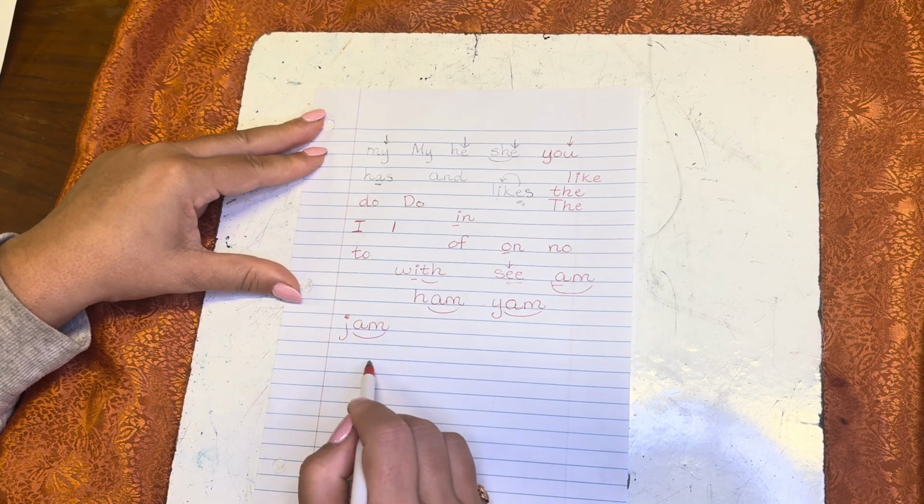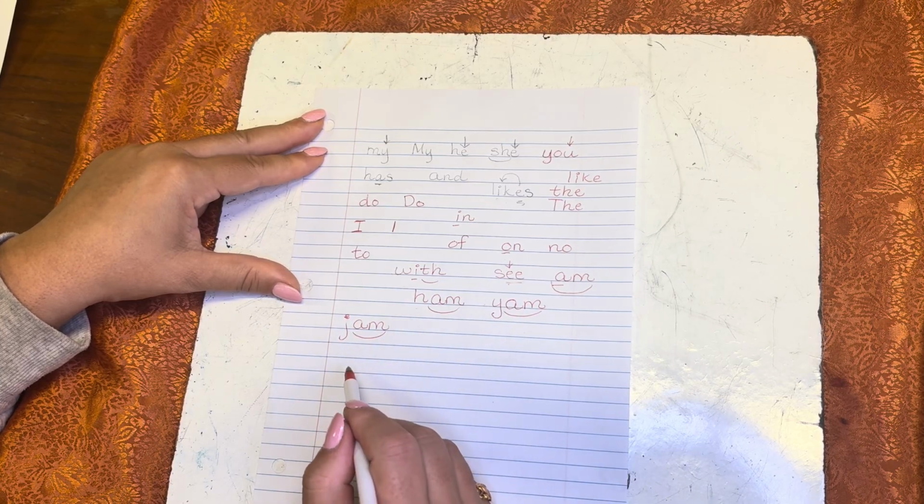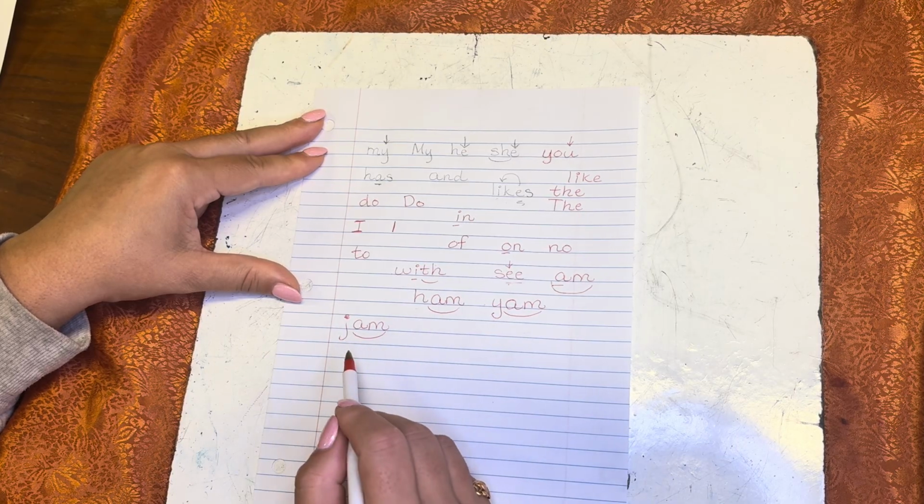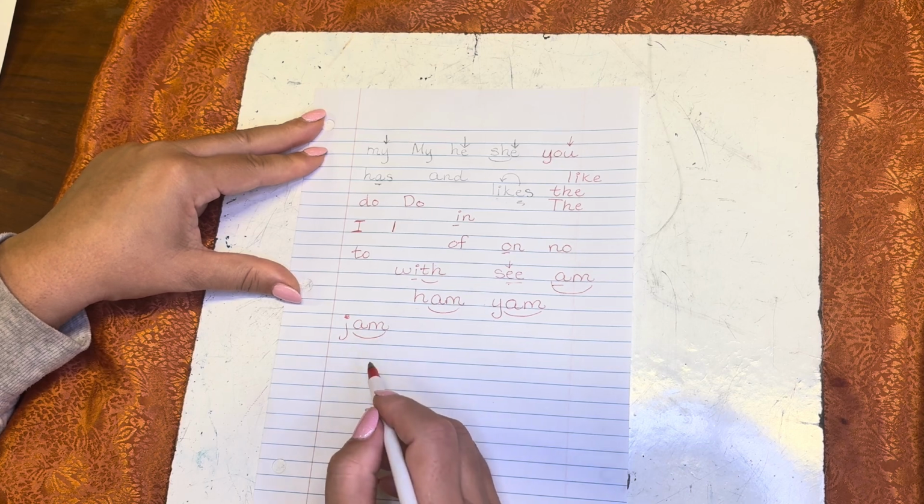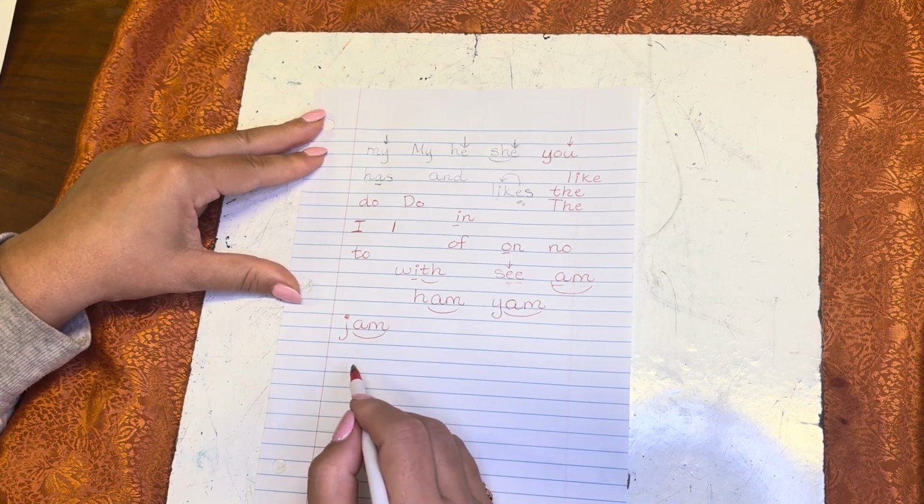Jam. Good. And this could have two meanings, right? It can either mean that I want to eat some jam, like jelly, jam, right? Or I like to jam. That means I like to dance. So if I say, do you like to jam? That means do you like to dance? Or if I say, do you like jam? That means to eat jam, okay? So two different meanings there.